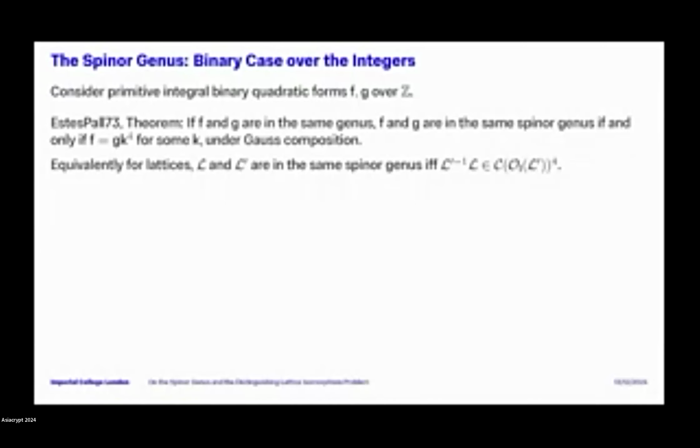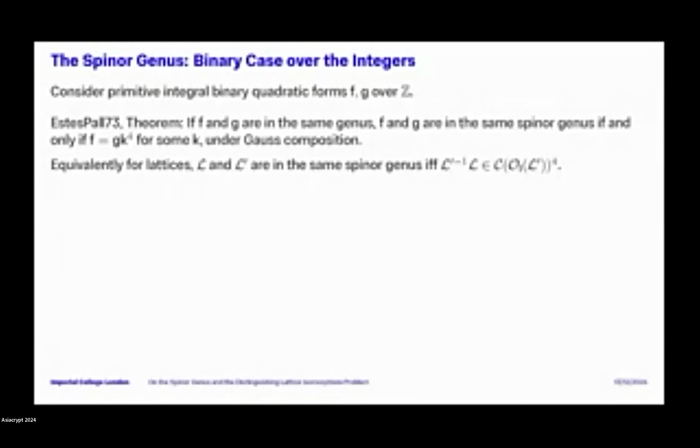So, for the rest of the talk, I want to talk about our contribution, which is to create an efficient quantum algorithm that tells if two anisotropic binary quadratic forms over the ring of integers of some number field lie in the same spinor genus. So let's begin by considering the simplest case. Primitive integral binary quadratic forms f and g over Z. Here primitive means that the GCD of their coefficients is 1.